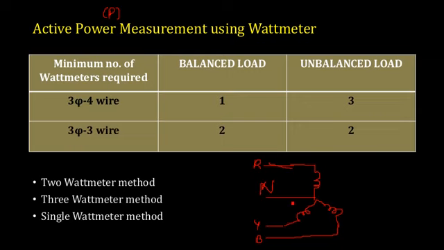If your neutral connection is absent, if you do not have the provision of neutral, then this is a three-phase 3-wire system. So in case of a balanced load, if it is a three-phase 4-wire system, you require only a single wattmeter to measure the three-phase power. And if it is a three-phase 3-wire system, you should have at least 2 wattmeters. In the case of an unbalanced load, where the loads of different phases, say R phase, Y phase and B phase, may differ, if you have a three-phase 4-wire system, you should at least have 3 wattmeters, and if it is a three-phase 3-wire system, you should at least have 2 wattmeters.